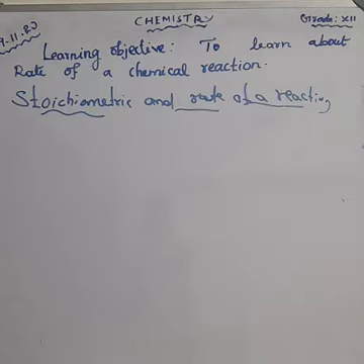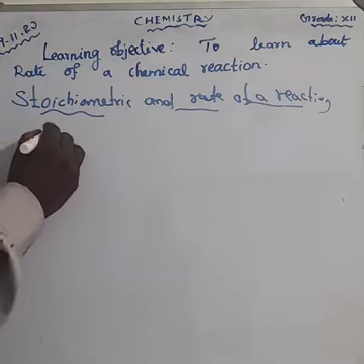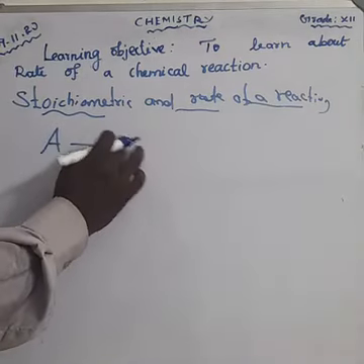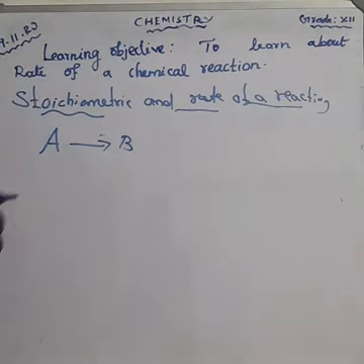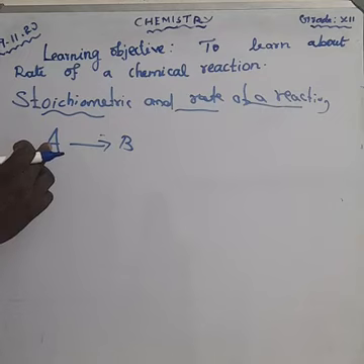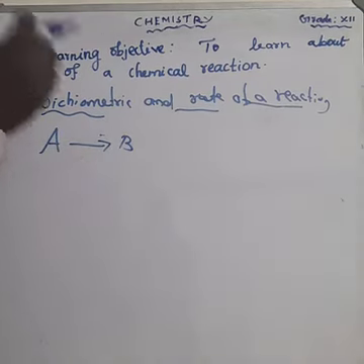Suppose one of the general reactions, A gives B. A is the reactant, and B is the product. The stoichiometry of both the reactant and the product are the same. Am I right?